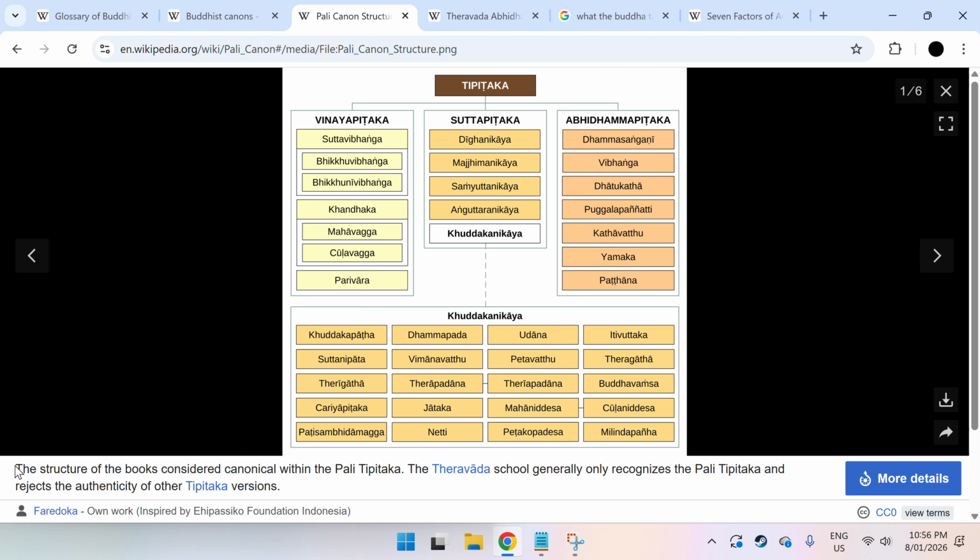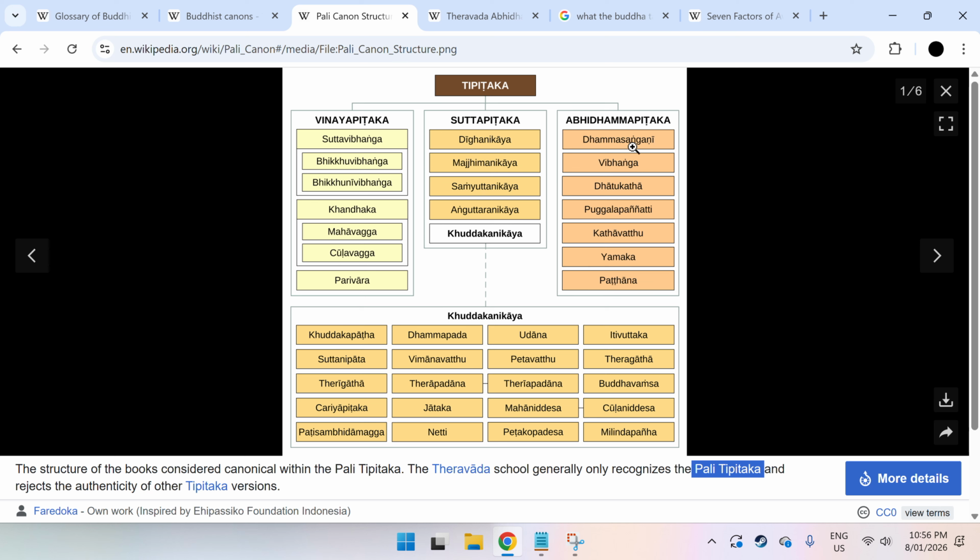The structure of books considered canonical within the Pali Tipitaka. The Theravāda school generally only recognises the Pali Tipitaka and rejects the authenticity of other Tipitaka versions. So, yeah, that is probably a reason why there's so many different schools of Buddhism. They're all reading different texts. But yeah, here we go. The Abhidhamma Pitaka is over here.